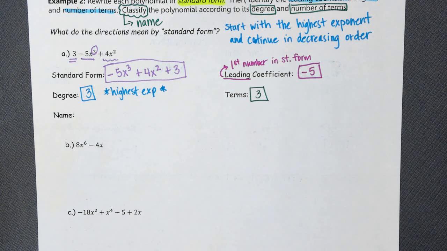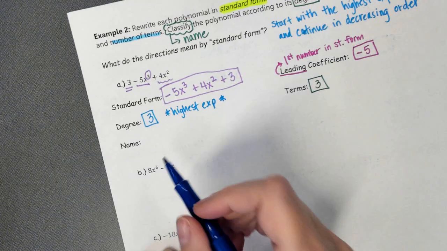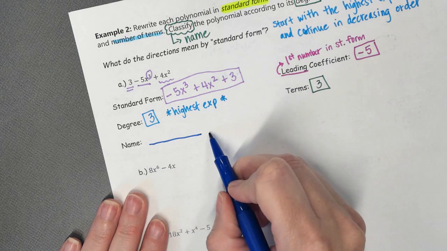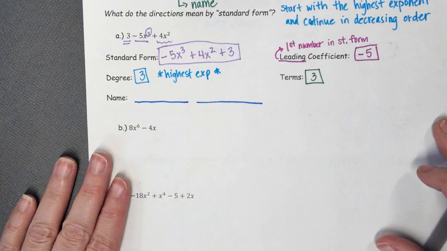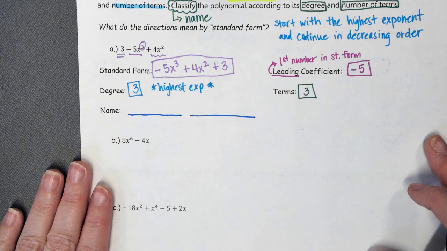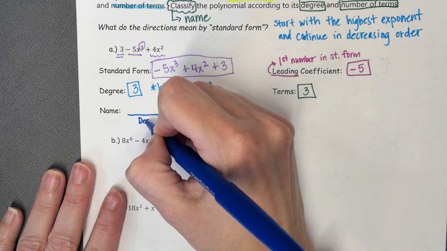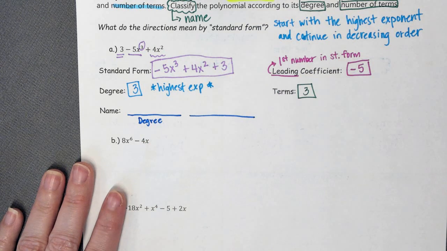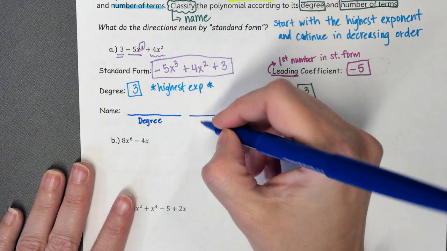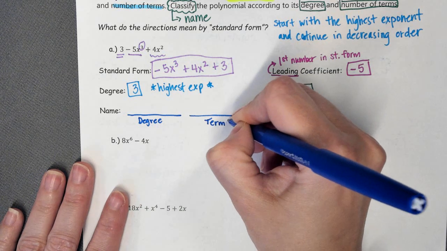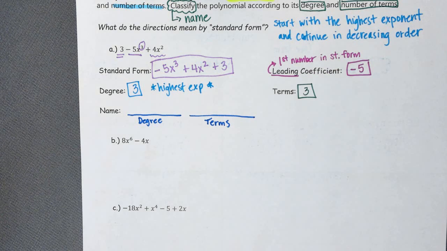Okay, so when you are writing the name, your name has 2 things to it. 1, 2. So I want you to put 2 blank spaces. The first part of the name is based on the degree, and the second part of the name is based on the terms. So the first part of the name is the degree, the second part is the number of terms.